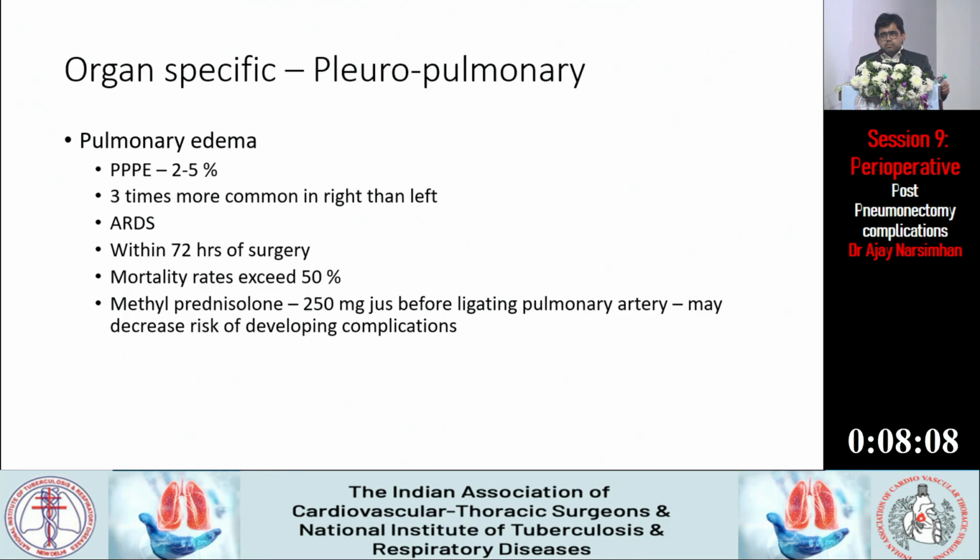So, let us see the pleuropulmonary complications following pneumonectomy. The first important complication is pulmonary edema. Post-pneumonectomy pulmonary edema is seen in 2 to 5% of patients. It is 3 times more common in right than the left. The pathophysiology is believed to be like that of an ARDS, and it usually occurs within 72 hours after the surgery, and mortality rates exceed 50%. One way which has been thought to reduce the risk of developing post-pneumonectomy pulmonary edema is by giving methylprednisolone 250 milligram just before you ligate the main pulmonary artery. It may decrease the risk. No proven studies, these are all just anecdotal reports.